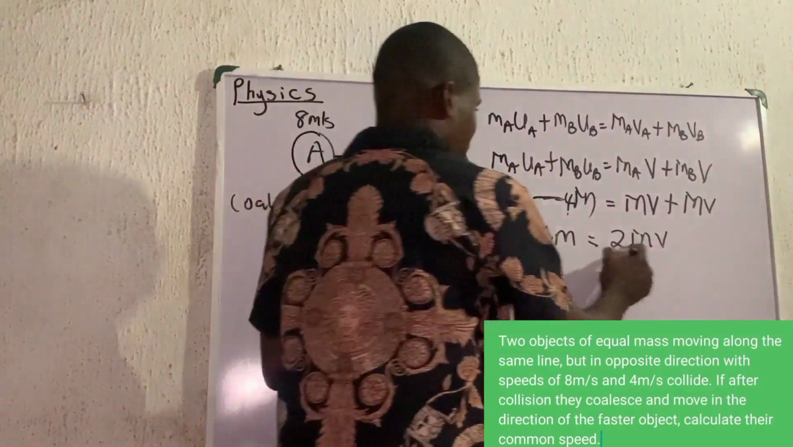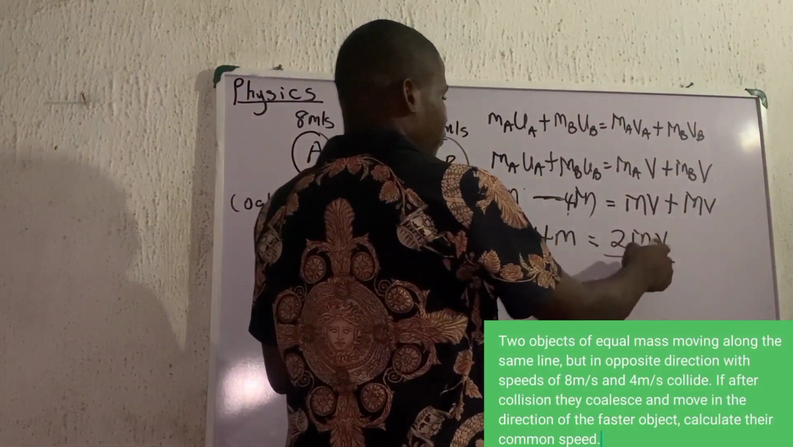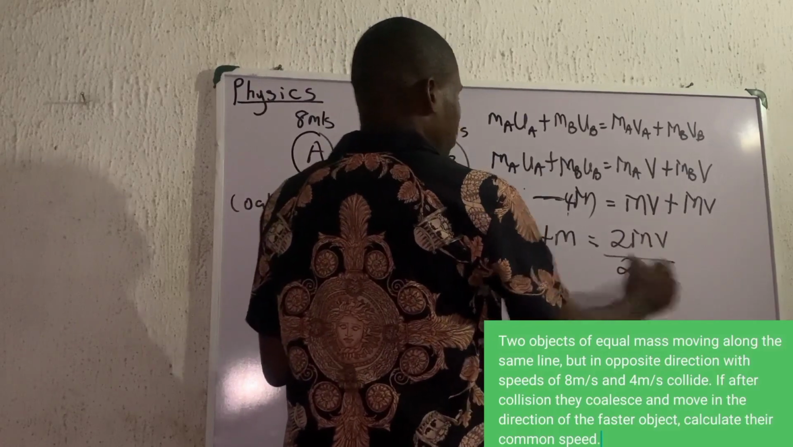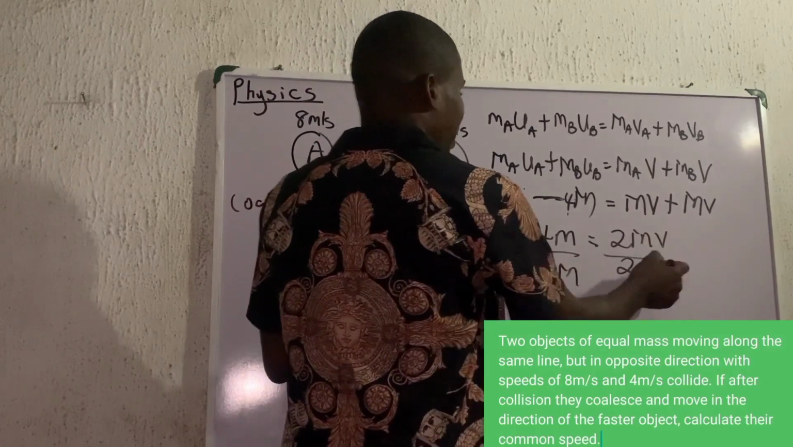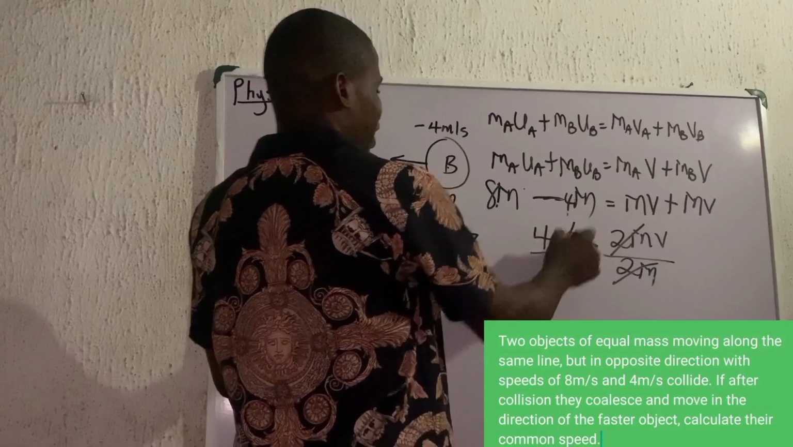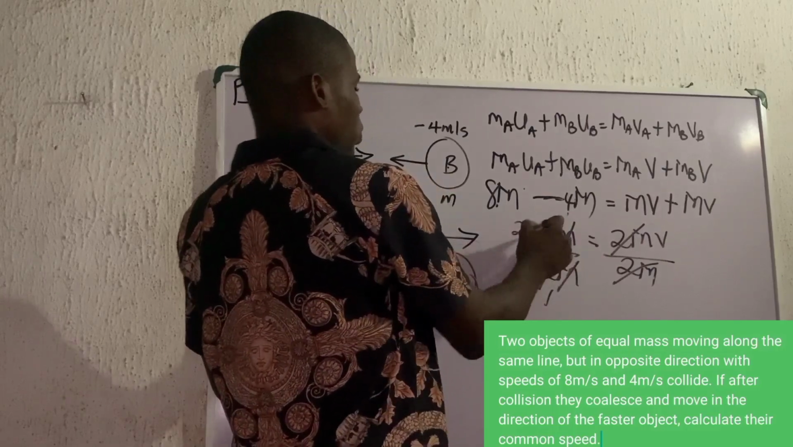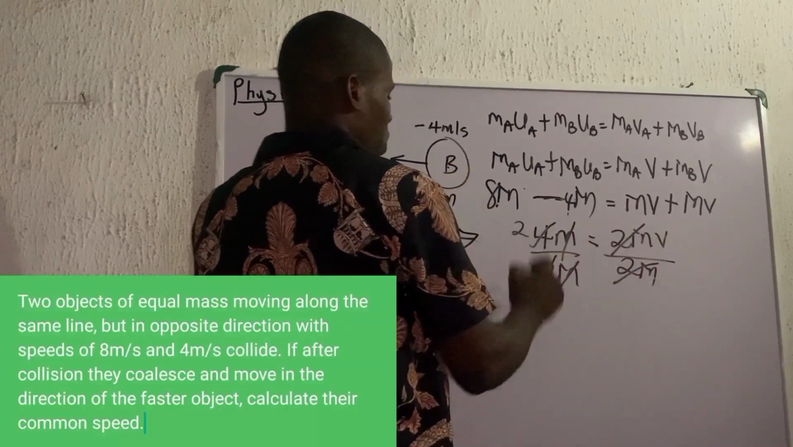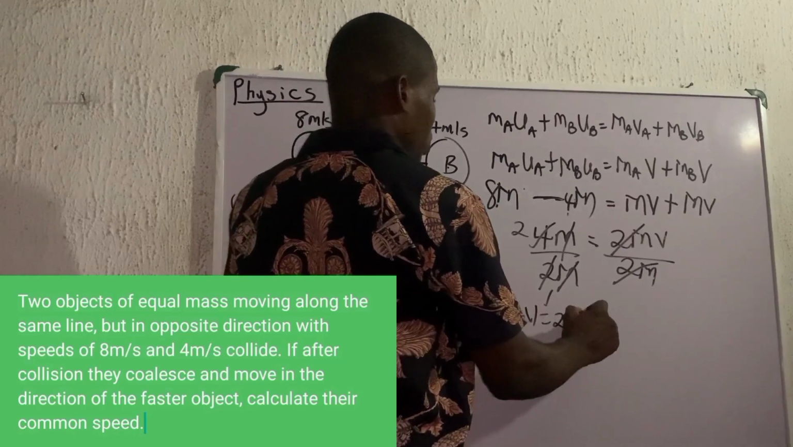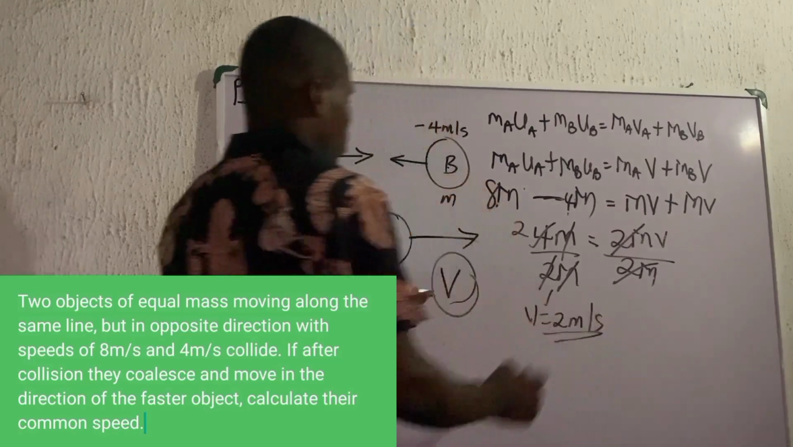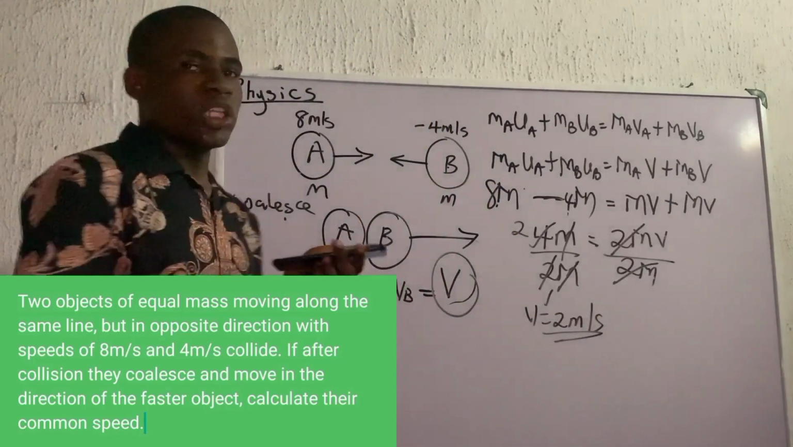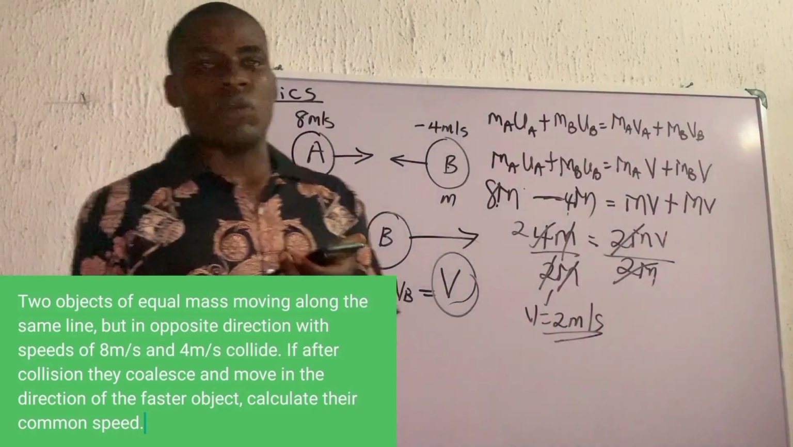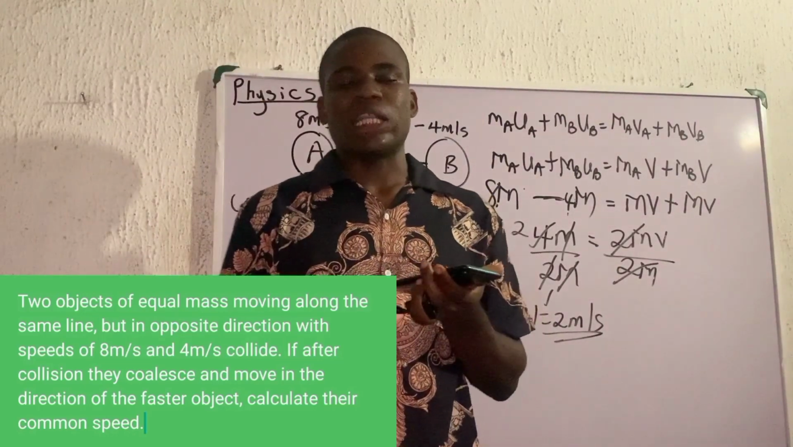So we have to divide both sides by the coefficient of the final velocity, which is 2M, over 2M. Cancel M, cancel M. 4 divided by 2 is 2. So I have finally that V is equal to 2 meters per second. So after collision, they will move in the same direction with a velocity of 2 meters per second. And that's our final answer.